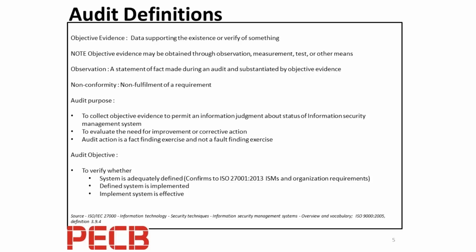The objective evidence may be obtained through measurement, observation, test, or other means. Observation is a statement of fact made during an audit and substantiated by the audit evidence. What is a non-conformity? Non-fulfillment of a requirement is a non-conformity. Requirement again points to the ISO 27001 requirement.